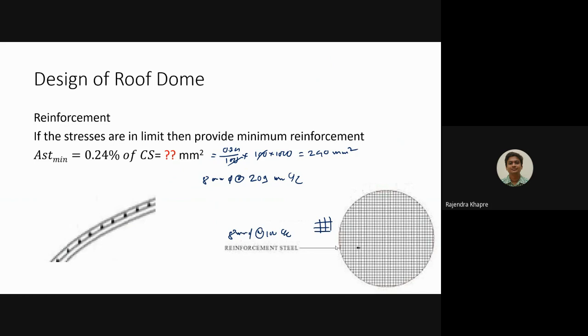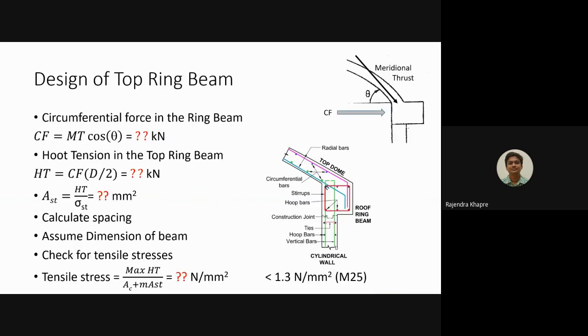Okay, so let us go to the new topic. This is the design of top ring beam. Whenever there is a meridional thrust coming directly on the wall, which we designed in the previous class, the structure is going to behave like this. It will tend to expand. Just to reduce the expansion, we provide a ring beam to support the meridional thrust coming due to the external loading.